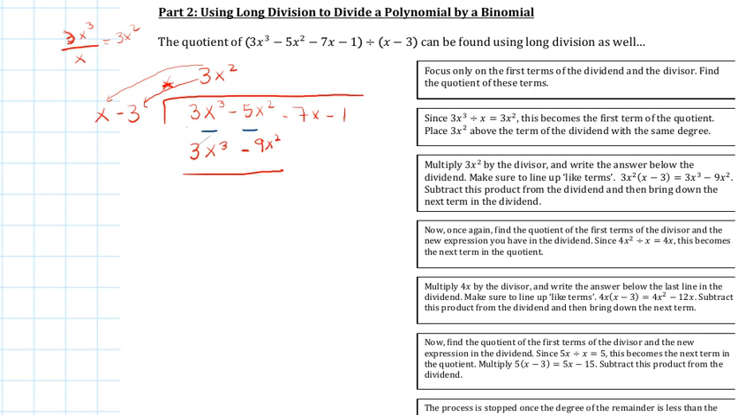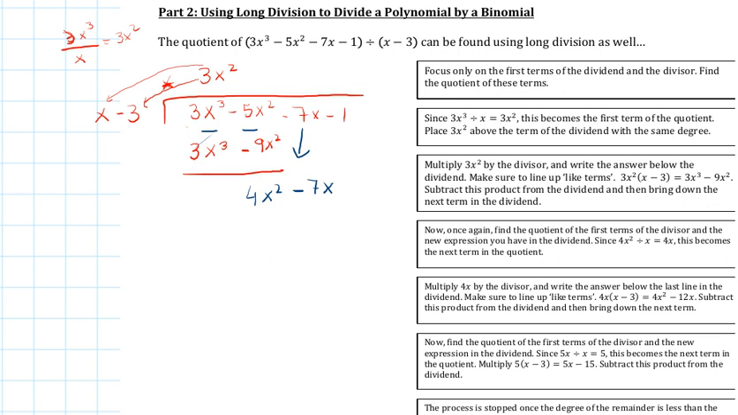So I'm going to have to subtract both terms. So 3x cubed subtract 3x cubed, and the whole idea is to get rid of this. So it's going to be 0. They're going to cancel each other. But I have negative 5x squared minus negative 9x squared. So that's going to be 4x squared. And then I have to bring down the negative 7x.